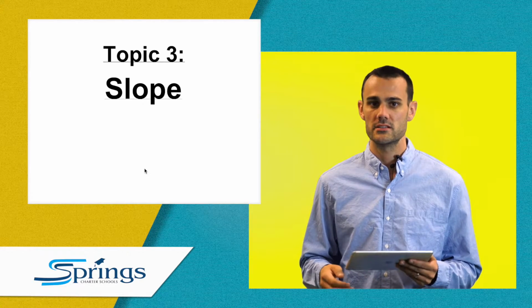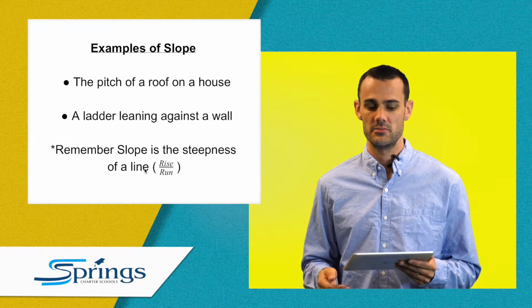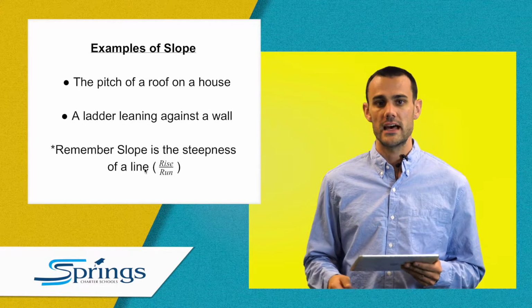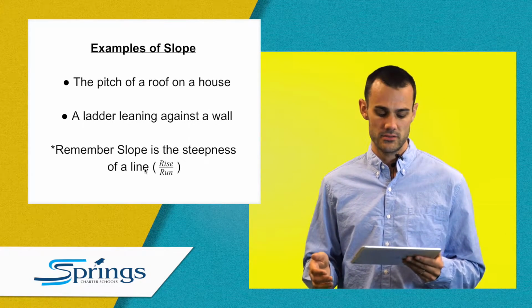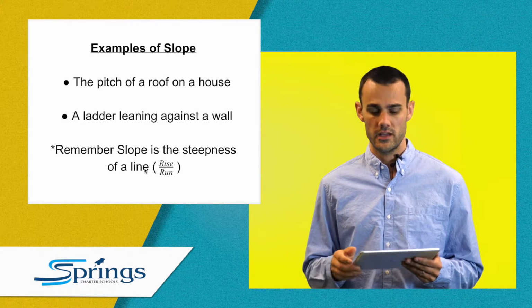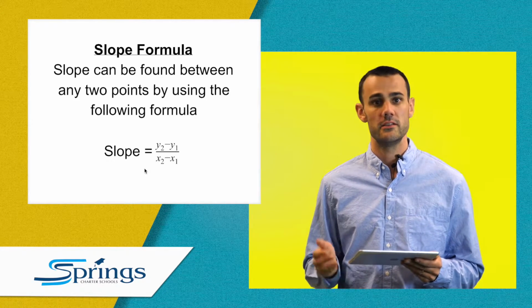The third topic we talked about in this chapter was slope. Here are some examples of what slope could be in real life. The pitch of a roof on your house. Maybe you lean a ladder up against a wall. That creates a slope. And remember that when we're looking at slope, we're looking at the rise over the run, basically a fraction.